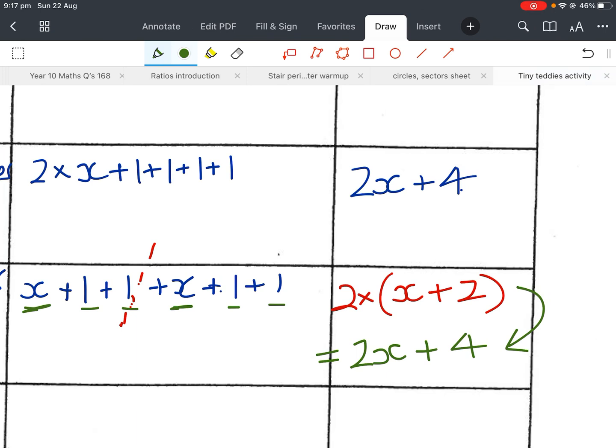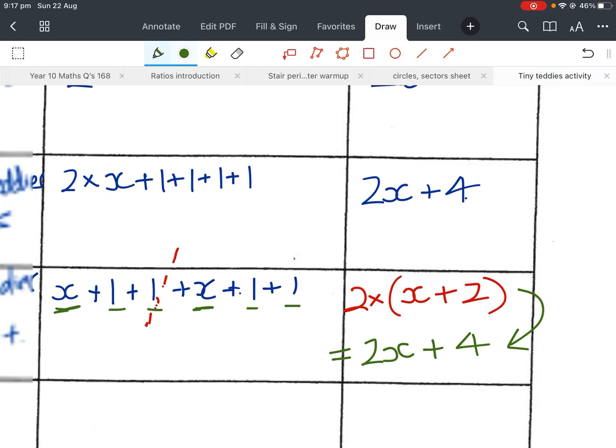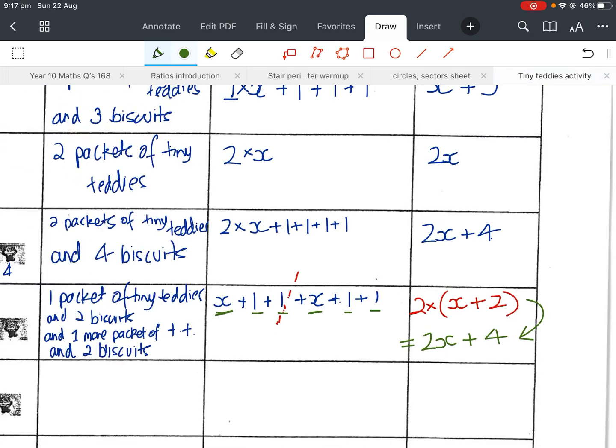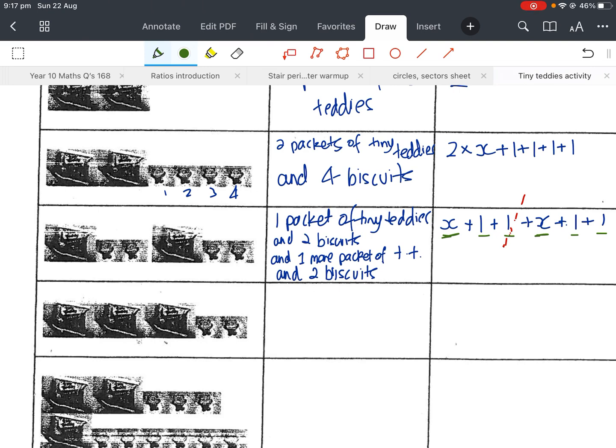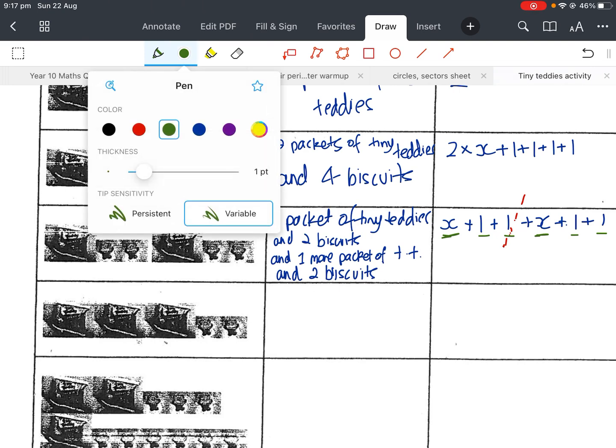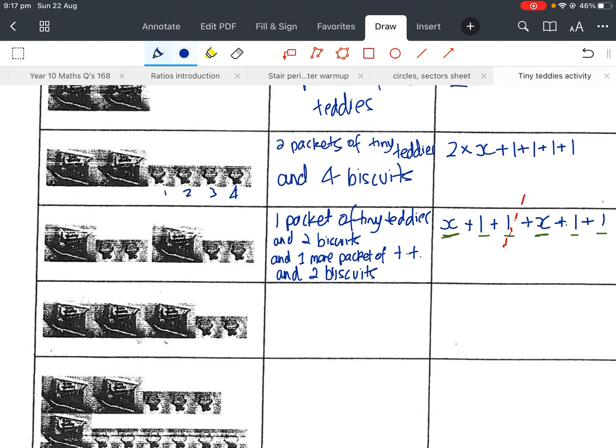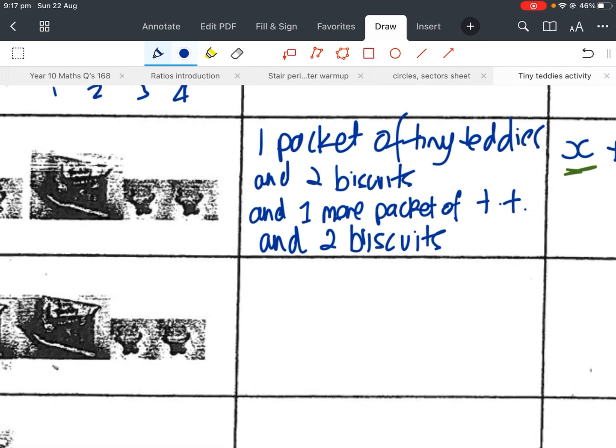Good old distributive law. You've actually seen a different style of tiny teddies and how it can be written just slightly different with brackets. All right, what about the next one? Pause the video, see if you can do the next one, and start it up again so you can check your answer. So here's my answer.